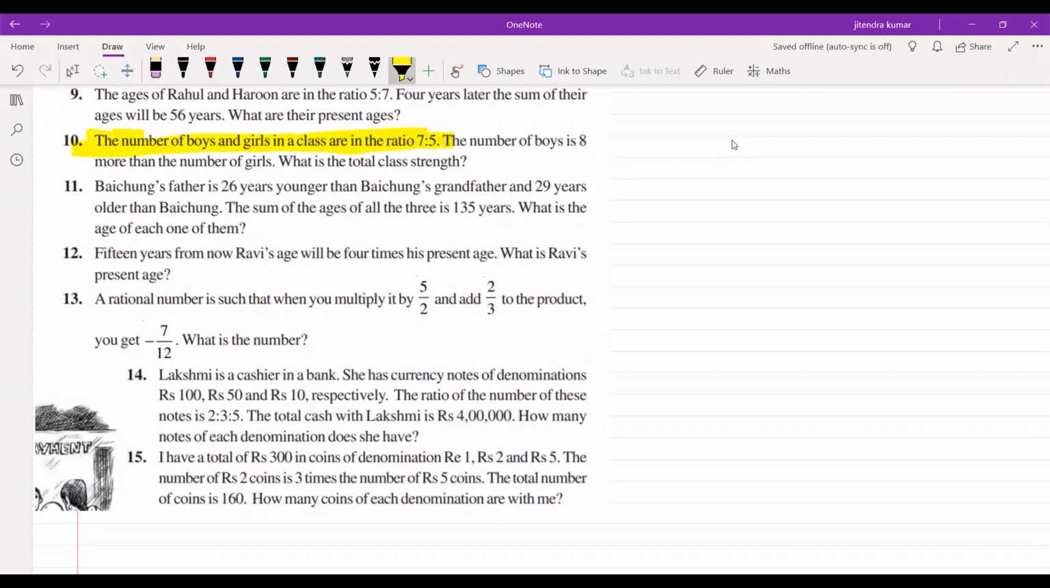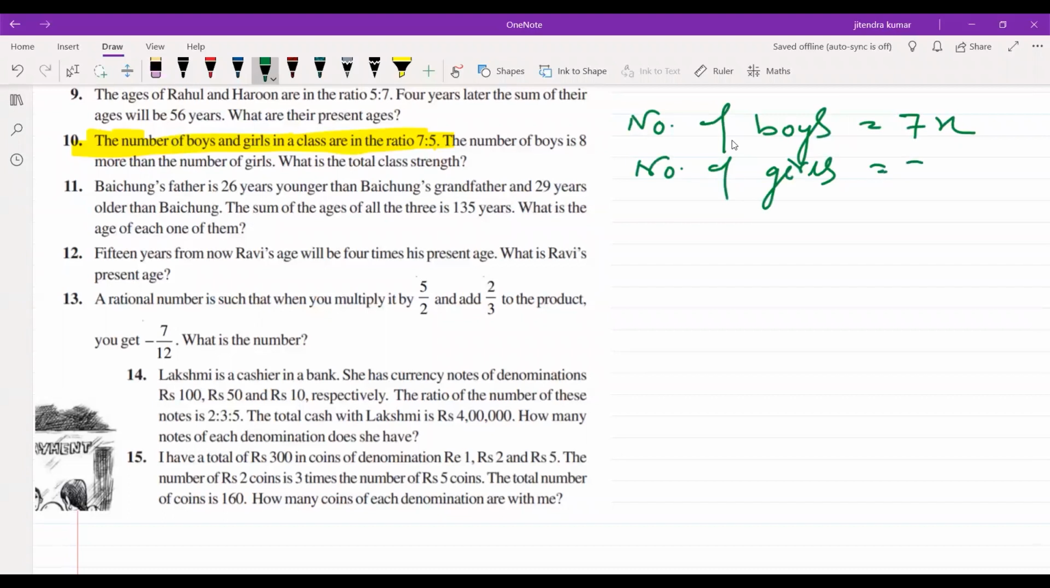The number of boys will be equal to how much? 7x. Right? And the number of girls will be 5x. We will consider the number of boys as 7x and the number of girls as 5x.